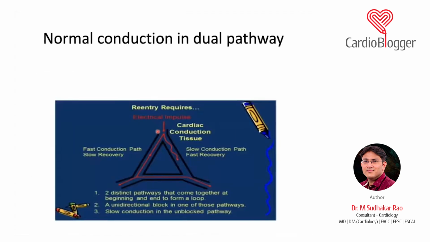Now normally what happens is, suppose an electrical impulse comes. In a normal circumstance this electrical impulse will go through the fast pathway, as normally happens. This normal fast pathway has a high refractory period, and that is why it takes a longer time to recover. So it will go from here to the ventricular myocyte. This is a slow conduction pathway, and that is why the conduction won't happen through the slow pathway. So you should know that there is slow conduction in the unblocked path.